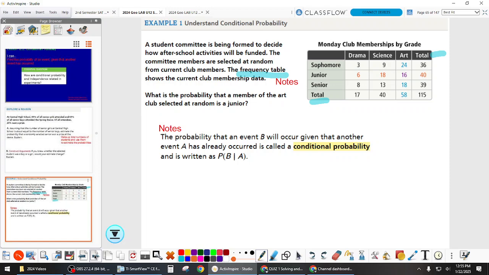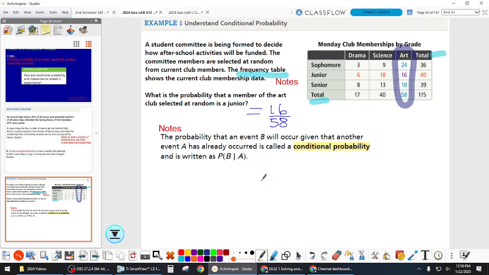And then I asked you this: what's the probability that a member of the art club selected at random is a junior? And we picked up on the fact that we had to look at the art club. And then out of that group, how many were juniors is the probability, right? So this was 16 out of 58. And how did we know to not look at 16 out of 40 instead? Because it's just the junior class. The category would be the juniors instead, right?